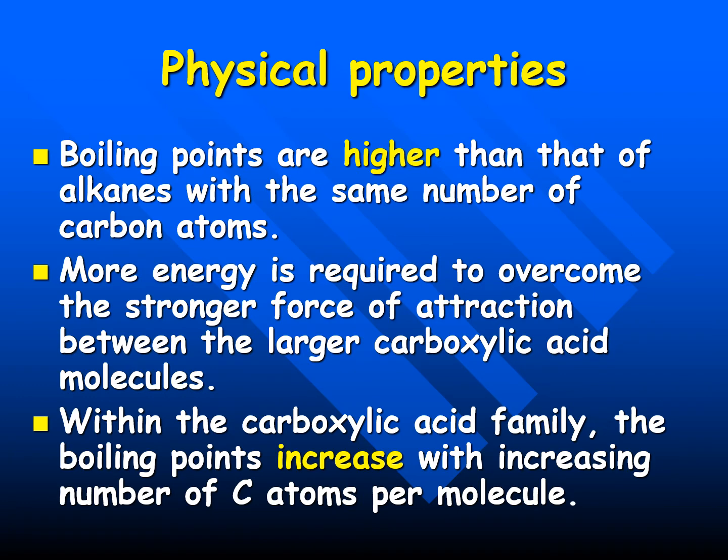Physical properties. Boiling points are higher than that of alkanes with the same number of carbon atoms. Meaning macam ni lah. If you have ethanoic acid and ethane, the boiling point of ethanoic acid is higher compared to ethane. Itu maksud same number of carbon atoms. Okay. More energy is required to overcome the stronger force of attraction between the larger carboxylic acid molecules. Within the carboxylic acid family, the boiling points increase with increasing number of carbon atoms per molecule. Okay, lagi besar, lagi tinggilah melting and boiling point dia.